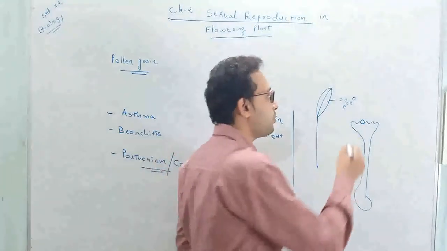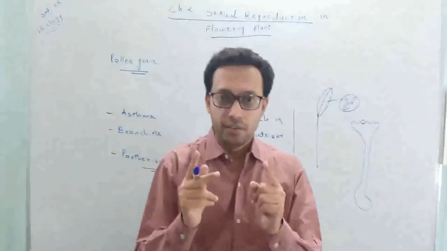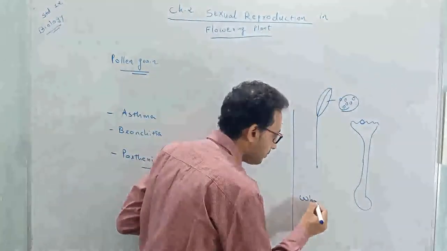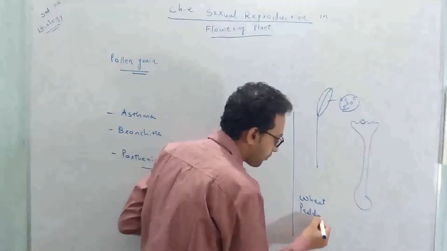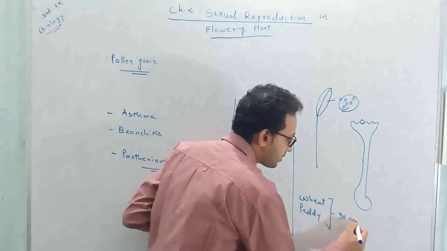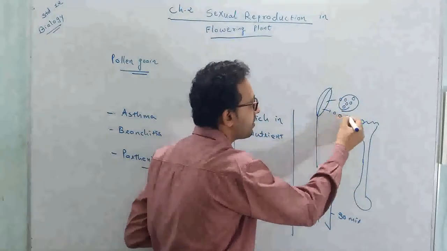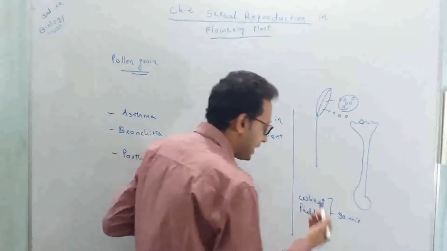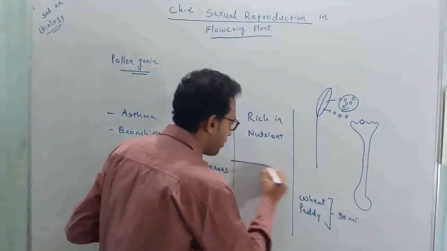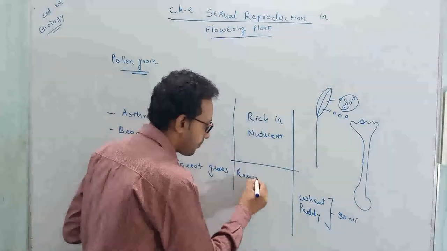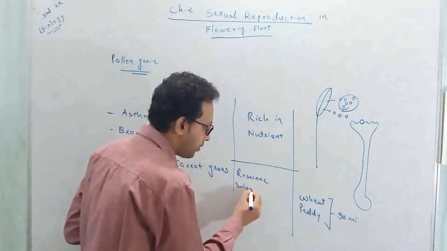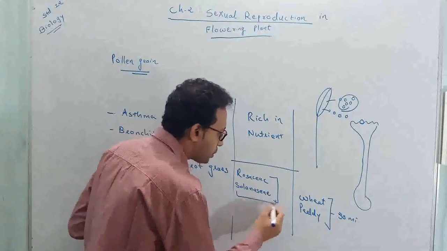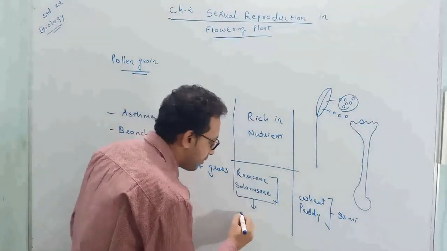So how much time is this pollen grain capable of living? The viability of pollen grain varies from plant species to plant species. Like in the case of wheat or a paddy plant, the viability of pollen grain is 30 minutes. This means after release of pollen grain from the anther, it remains viable, or keeps living, for 30 minutes. Next, in the case of certain other plants, like plants from the Rosaceae family or the Solanaceae family, the pollen can remain viable for several months.